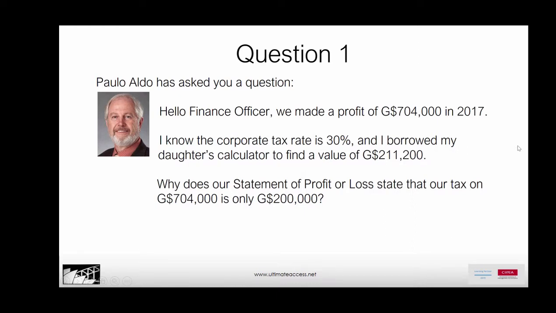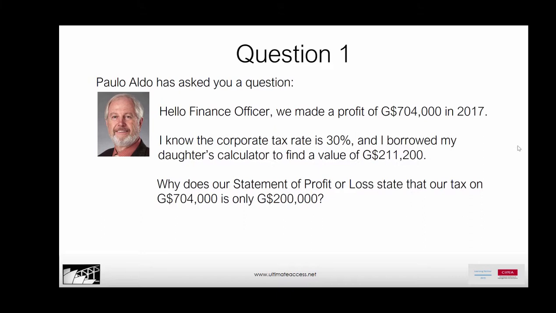Here's a question that Paul Aldo has asked you. We made a profit of 704,000 in 2017, but he knows that corporate tax rate is 30%, and he borrowed his daughter's calculator, which is very kind of her, and he found that 30% of 704,000 would have been 211,200.